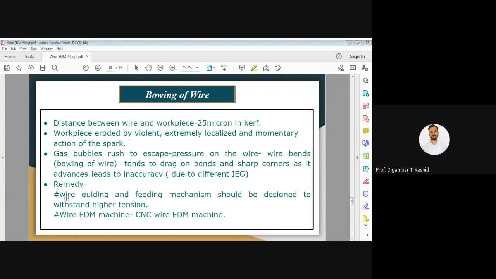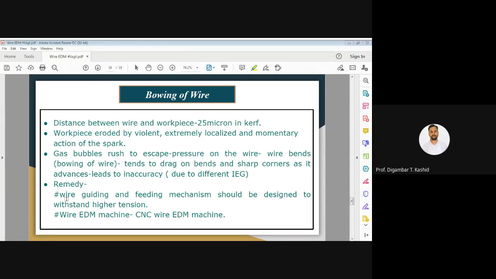Because of this pressure from the gas bubbles on your wire, the wire bends, and bowing of wire happens. Due to that, the wire tends to drag on bends and sharp corners, and this leads to inaccuracy due to the different interelectrode gap.